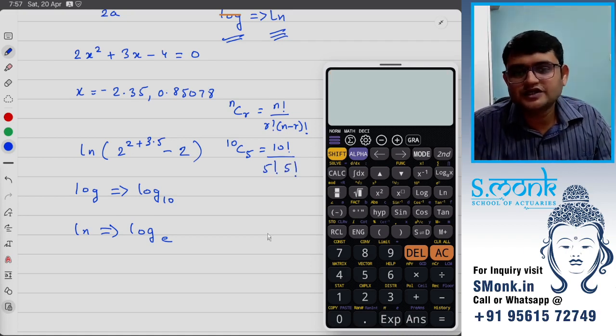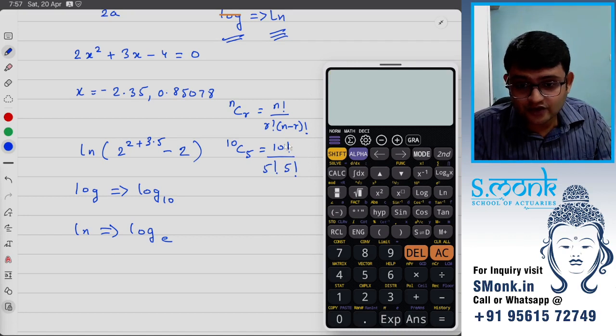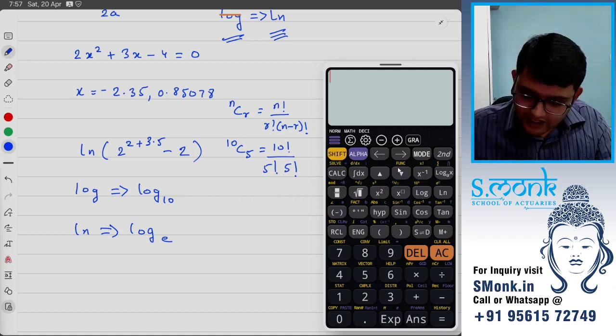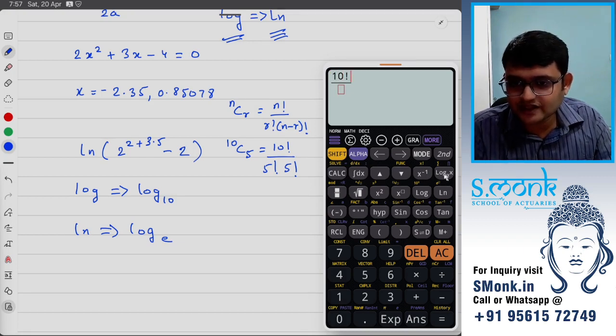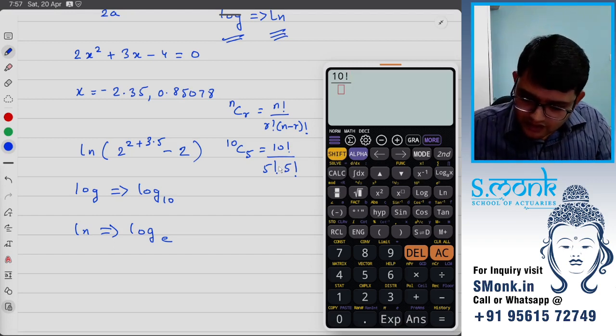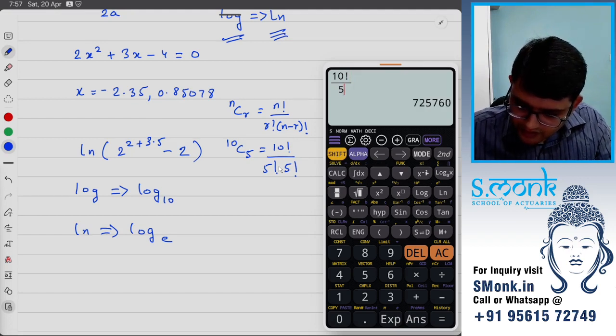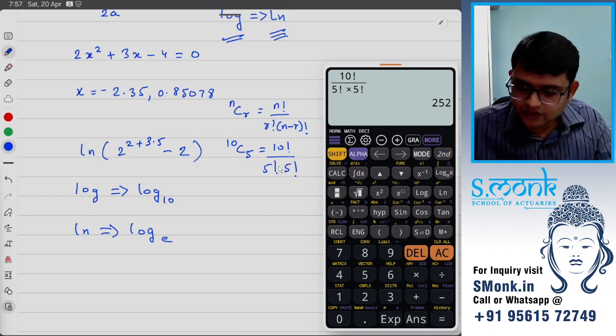I don't actually need to calculate using factorials, although there is a factorial button as well. You can see here above x raised to minus 1, you will see factorial, right? So I can actually use that. I can say 10 shift and then raised to minus 1. I'll show again. I'll go down, 5 shift and this, into 5 shift this, equal to, I have 252.